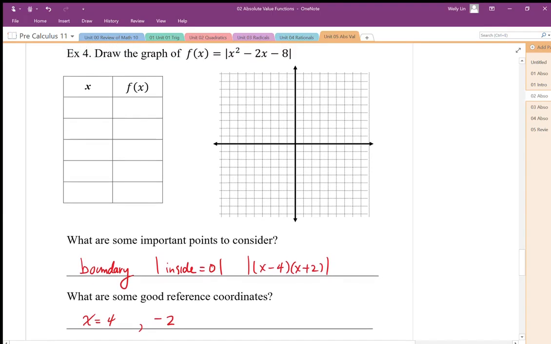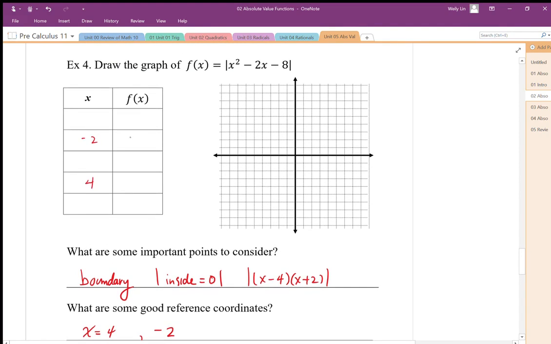So I'm just going to put those in here, maybe -2 and +4. I should put a vertical line, and this is going to be equal to 0. So I'm going to plug those in, and I get 0 for those. Those are going to be your zero points, because that's where the graph is going to bend.